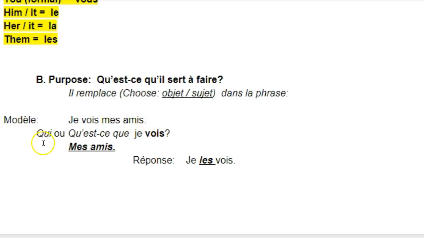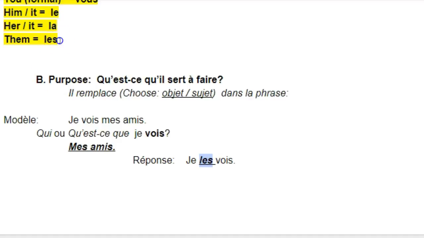The question, who or what do I see, will give you the answer to the object in the sentence. Who or what do I see? My friends. Je vois mes amis. Qui ou qu'est-ce que je vois? Mes amis. Your answer? Je les vois. Mes amis, we're talking about them, my friends.